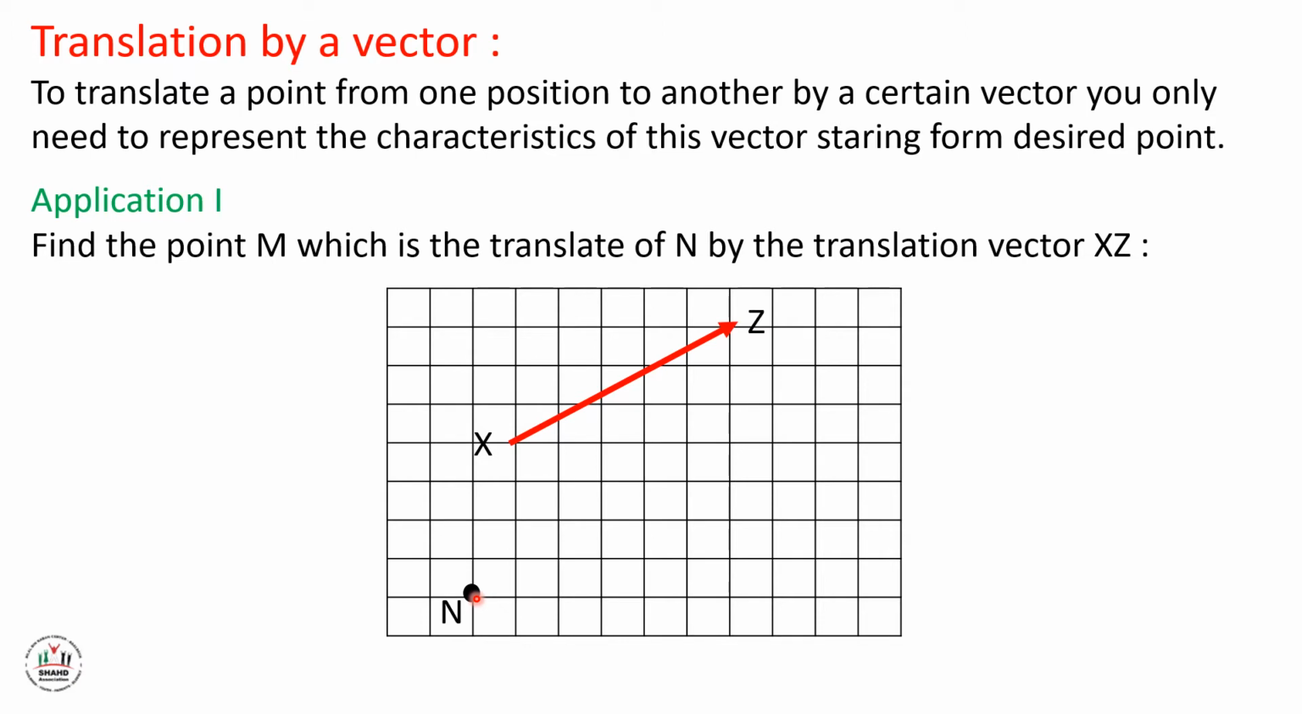So the characteristics are direction first, so we need to draw a parallel line to XZ from left to right because the second characteristic is the sense of this vector, and the third one is the magnitude, which is the length of this vector. So we start drawing parallel line to XZ starting from point N with the same length and from left to right. And here is the point M.